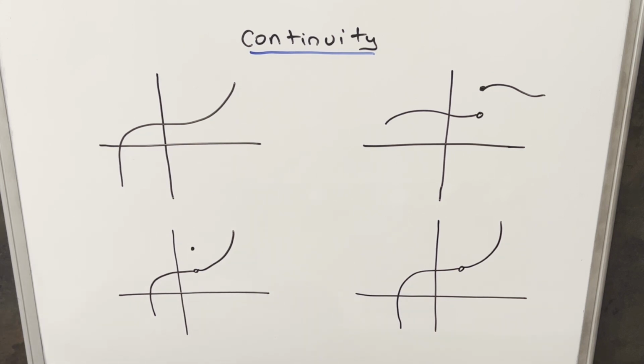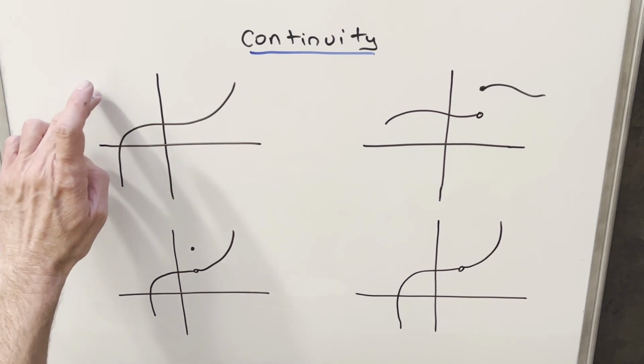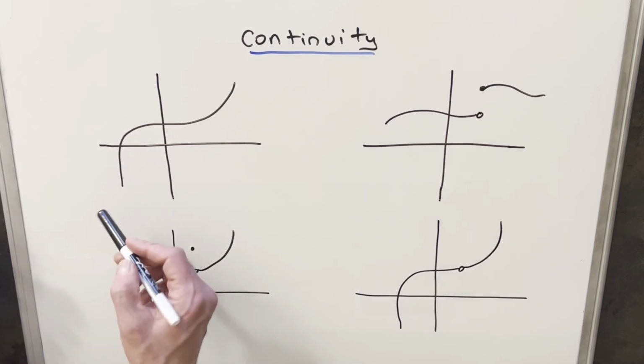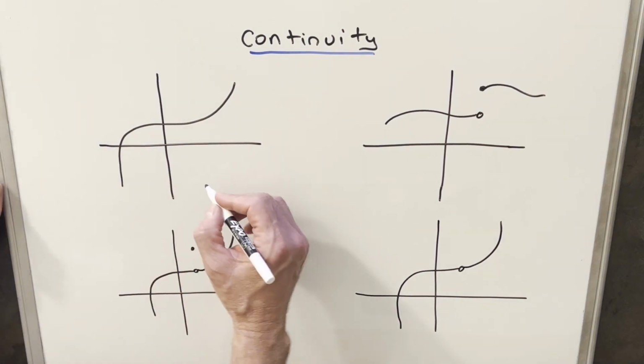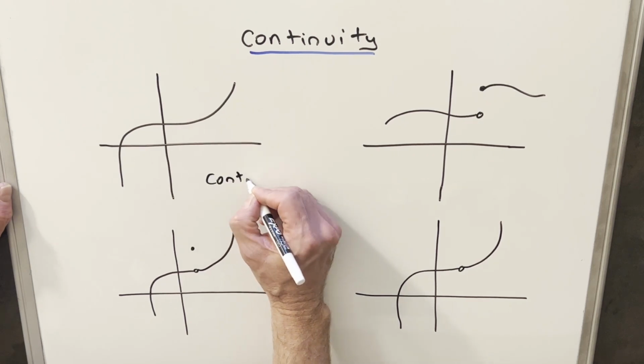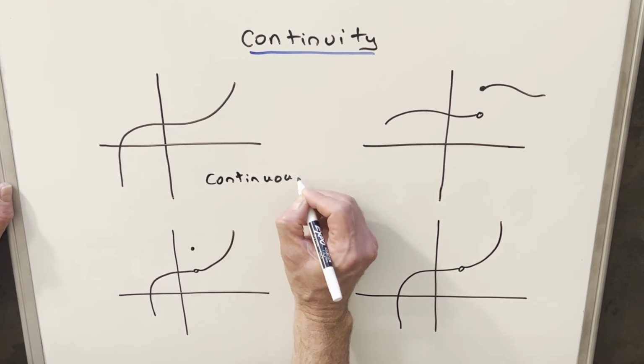I actually quickly Googled the word continuous just to see the exact definition, and it had things like unbroken or without interruption. And that kind of looks like our first graph, right? There's no breaks in it. It's just a smooth curve. So this first graph here, this is what we would call continuous. And hopefully I can spell continuous.